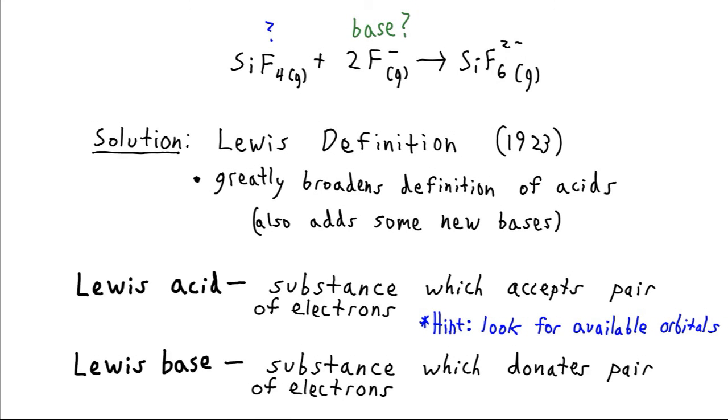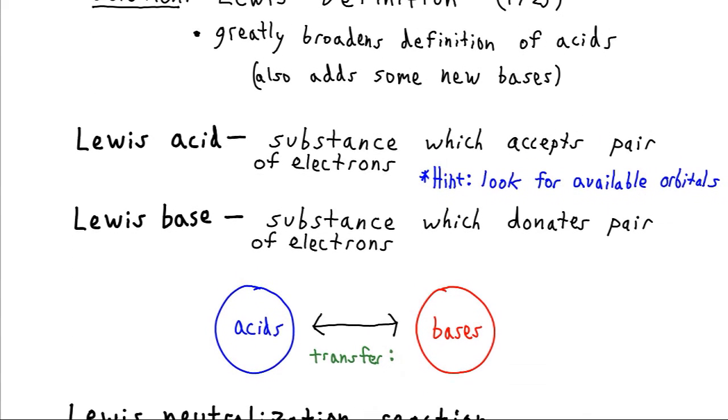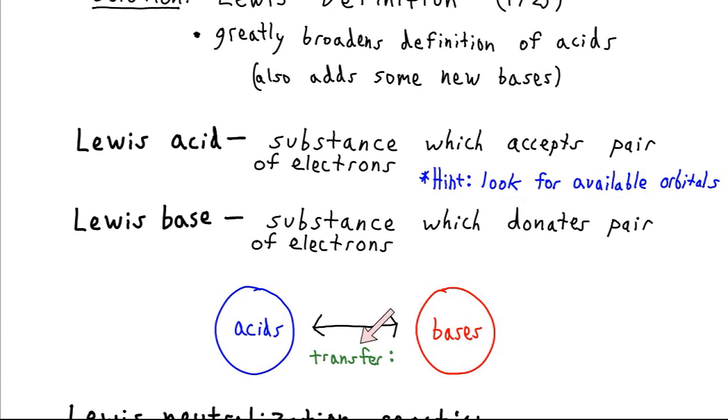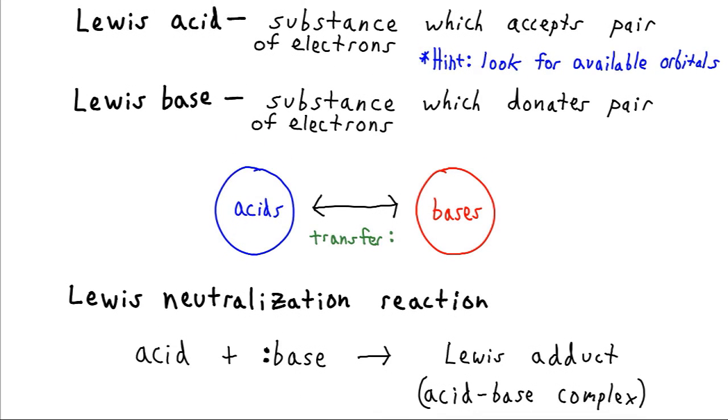A Lewis base then is going to be the substance which donates that pair of electrons. So now we have our mechanism, which is going to be transferring the electrons. So that's what's going to connect our acids and our bases. And the Lewis neutralization reaction will be our acid combining with our base to produce some new molecule. And this is either called an adduct, or it's also referred to as an acid-base complex.